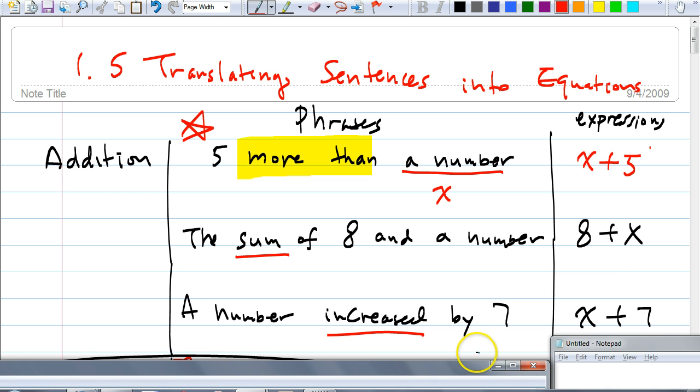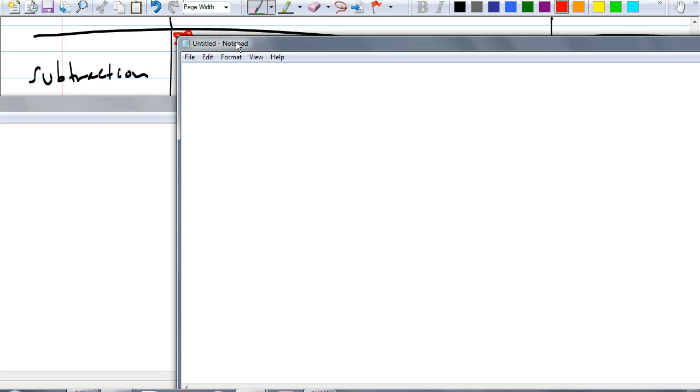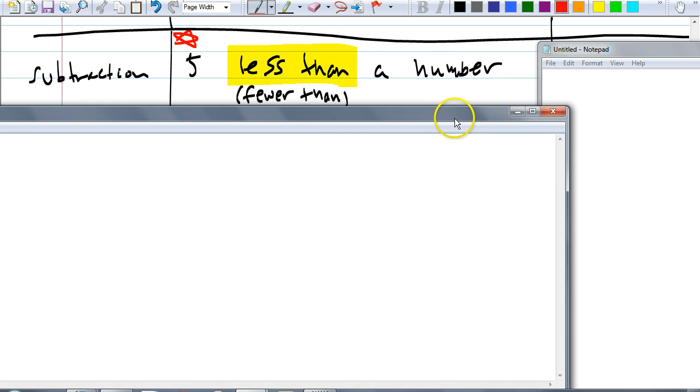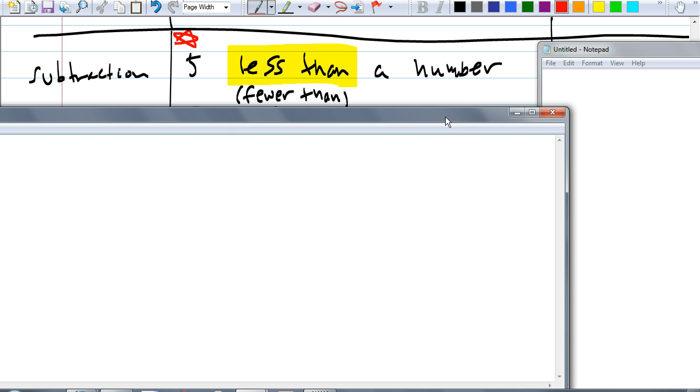Okay, now we're going to move on to, guess what we're going to move on to? Phrases that tell you to do subtraction, exactly. Okay, so let's move on. So here you go, subtractions. So we had more than before, right? Guess what we're going to have now? Less than is exactly right. And now sometimes they use fewer than, the same thing. They could use less than or fewer than.